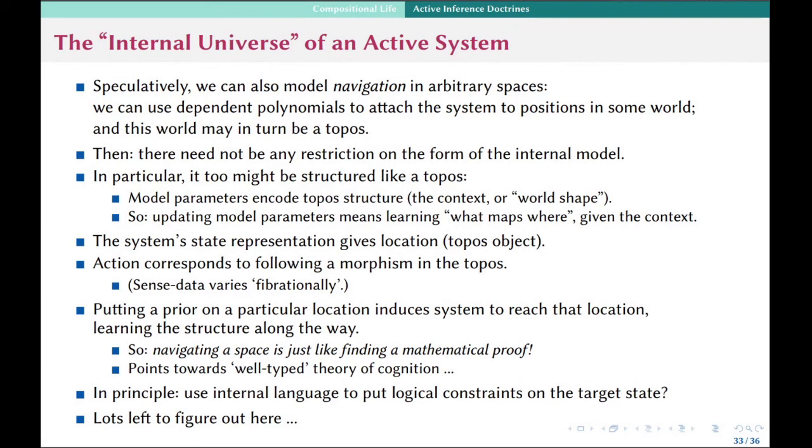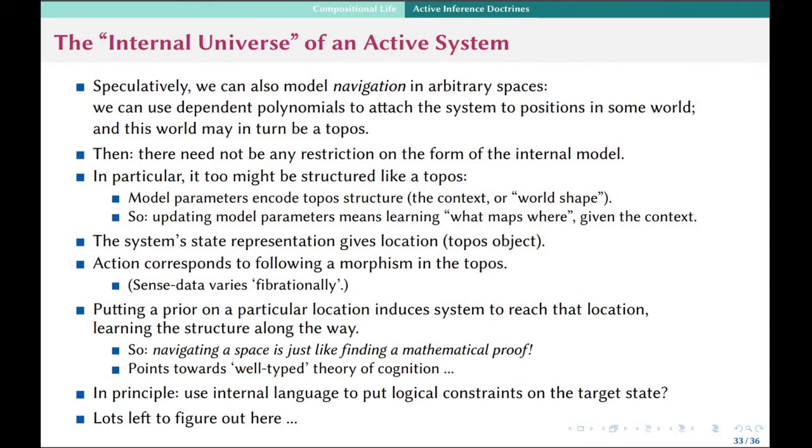And in particular, if I'm trying to do some kind of mathematical proof, I have a particular place I want to end up, loosely defined, and I'm trying to navigate myself towards it. And this then says to me, okay, well, navigating a space is really just like finding a mathematical proof. And sort of abstractly, there's no reason we should think of them as much different.